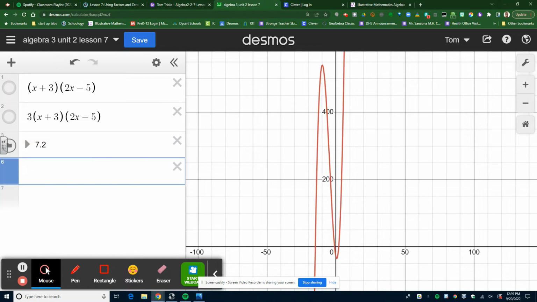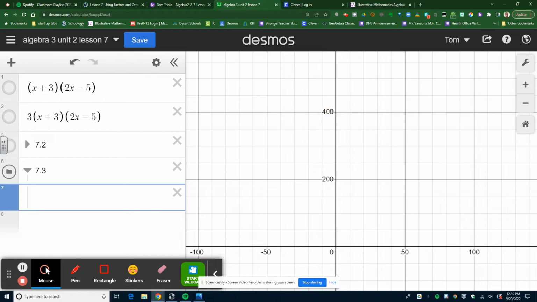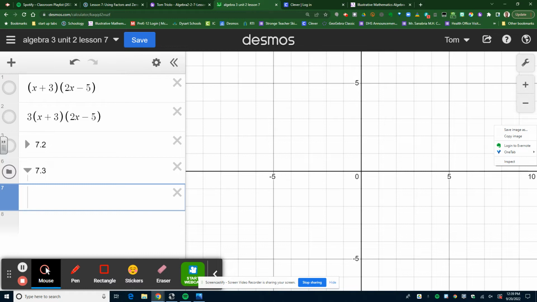Now we're going to 7.3, so I'll make a new folder. Since I don't want this kind of big beast here, I'm going to turn it off. I really want to see all those numbers. So go home. Okay. And now let's paste it in.